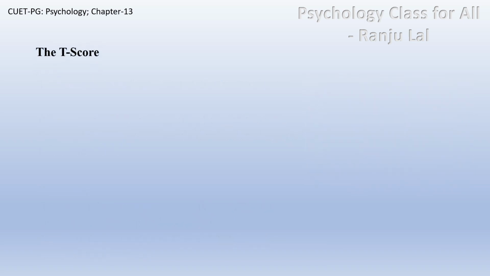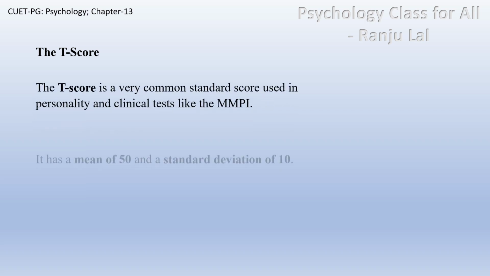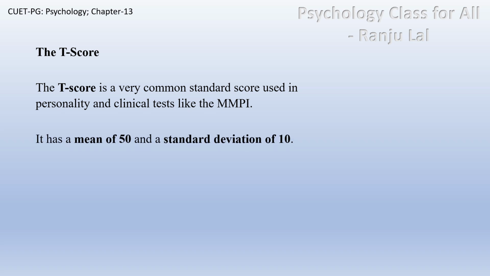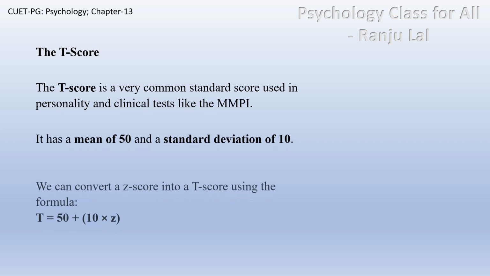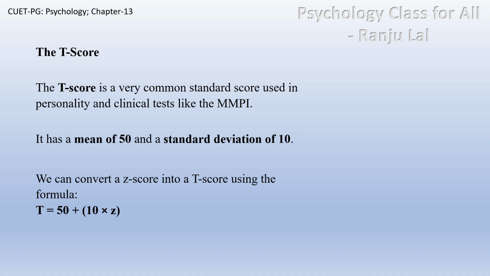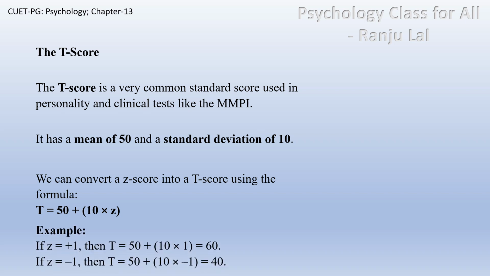The T score. The T score is a very common standard score used in personality and clinical tests like the MMPI. It has a mean of 50 and a standard deviation of 10. We can convert a Z score into a T score using this formula. T is equal to 50 plus 10 times Z score. For example, if Z is +1, then T is equal to 50 plus 10 times 1, which is equal to 60. And the other example is taking a Z score of -1, so the result will be 40.